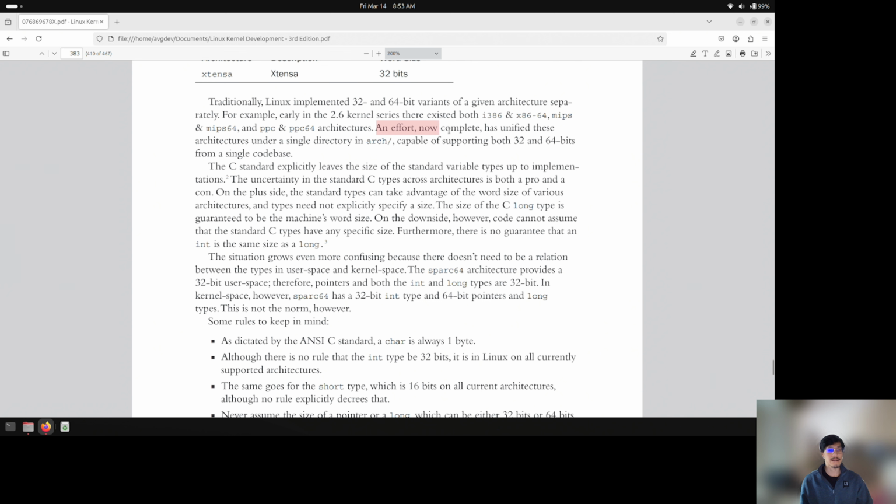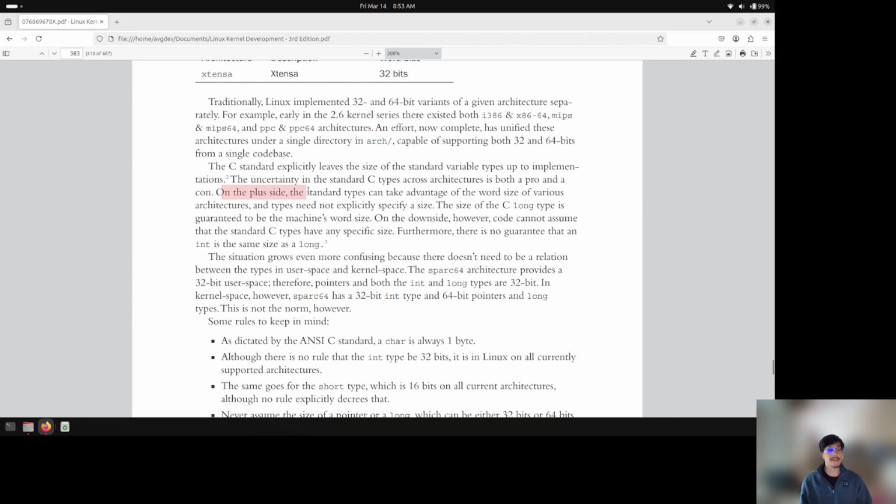An effort, now complete, has unified these architectures under a single directory in arch, capable of supporting both 32 and 64 bits from a single codebase. The C standard explicitly leaves the size of the standard variable types up to the implementations. The uncertainty in the standard C types across architectures is both a pro and a con.